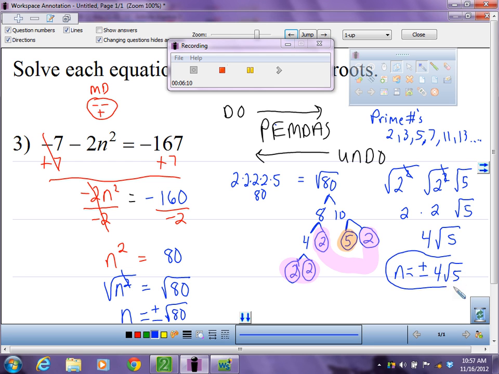Why consider the plus or minus? Because you've got to remember that when you square something, it can be positive or it can be negative, and you'll still get a positive number. Okay?